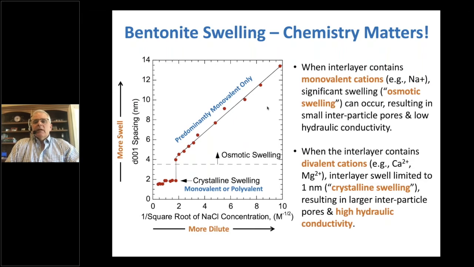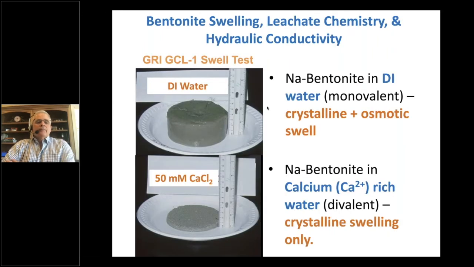For bentonite swelling, chemistry matters. In fact, it's all about the chemistry. And as a person who was trained as a geotechnical engineer, a civil engineer, as an undergraduate, the chemistry mattering wasn't at the top of my priority list. As I've gone through my career, this has become the most important aspect of understanding how the behavior of these systems exists, and understanding the chemistry is important. That's some fundamentals. Let's look at some practical photographs.